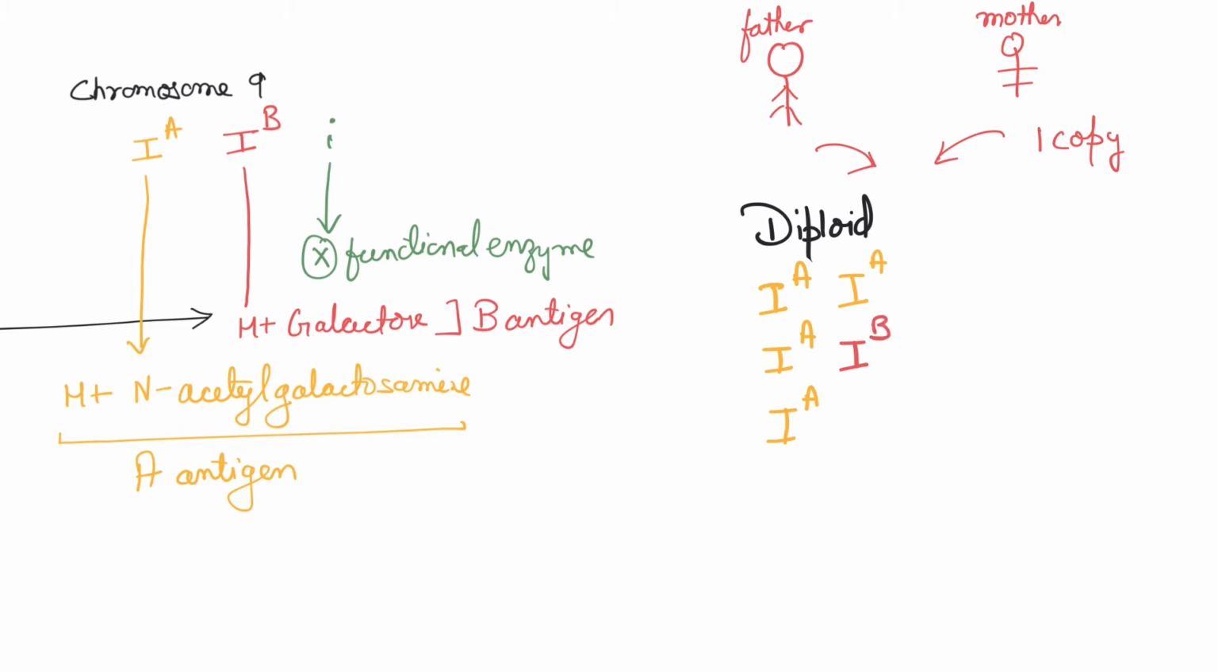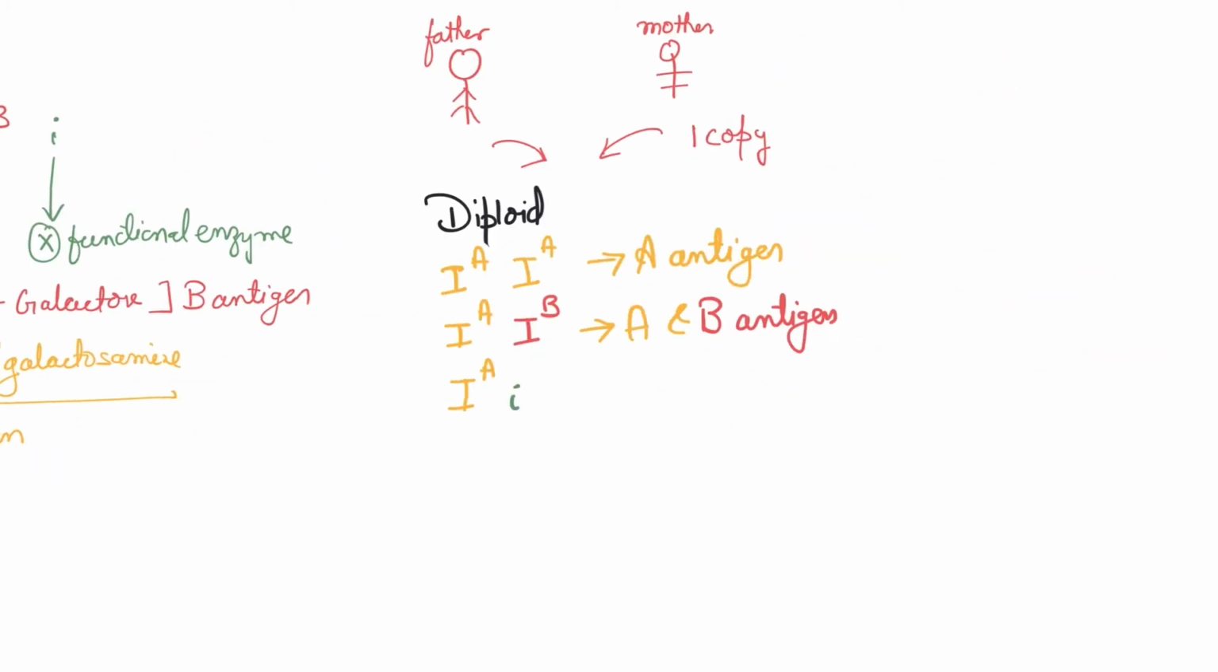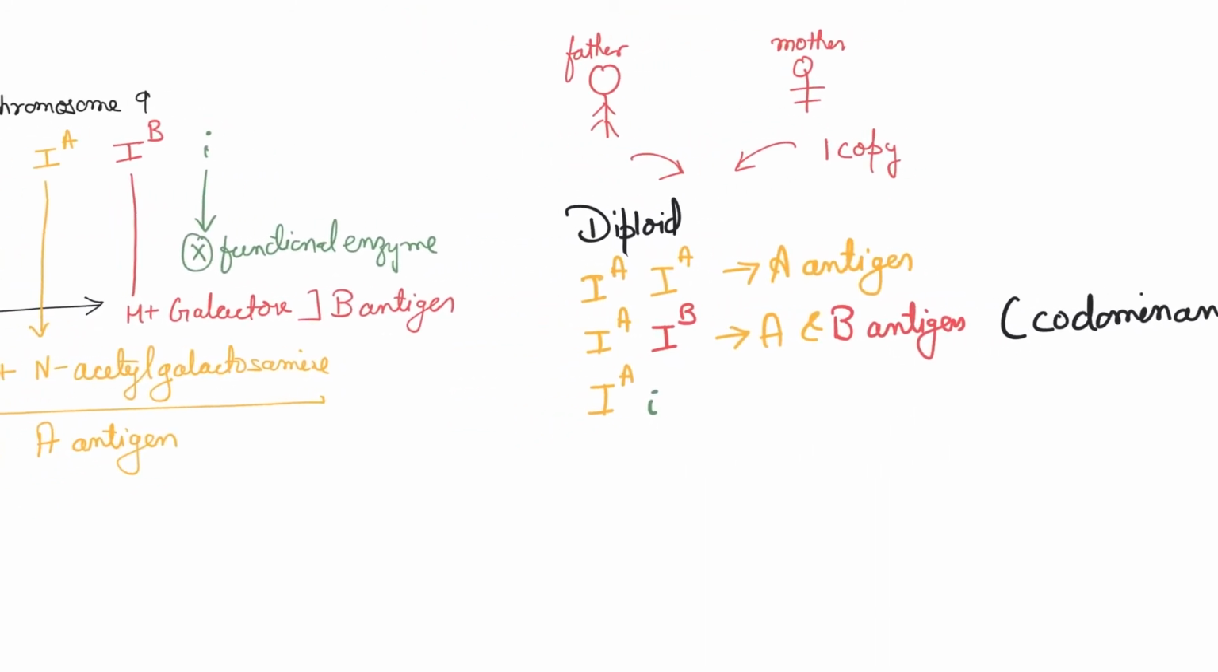So if I have IA, IB, IA, small i, we should remember IA and IB are codominant. What does codominant mean? That both enzymes will be present, both genes will be active. But if I have a small i, which is recessive, then I only have the A antigen. Now, it's important that you remember this.